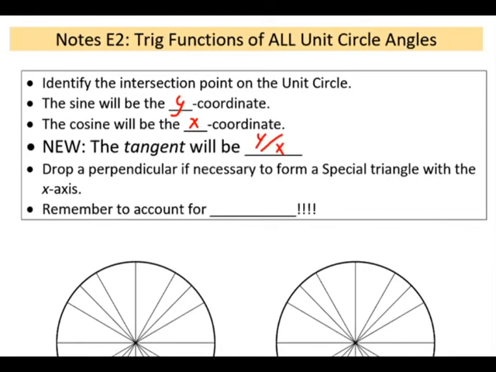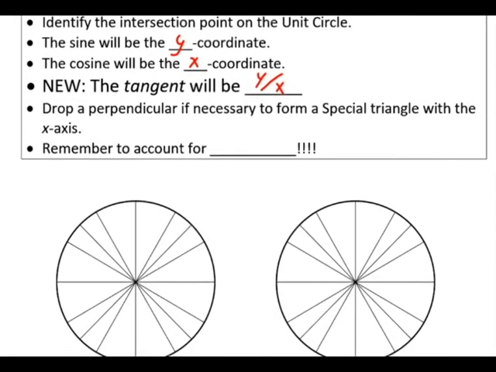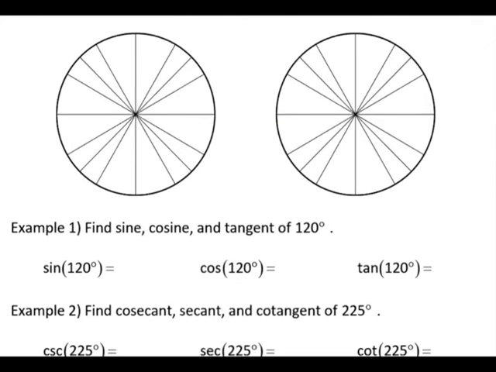Don't forget that the unit circle is assumed to be on an xy grid. That means we can have negative coordinates in some of the quadrants. So we will account for sine. Let's start with an example.